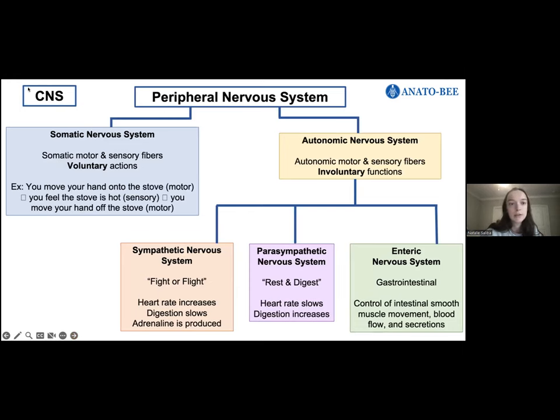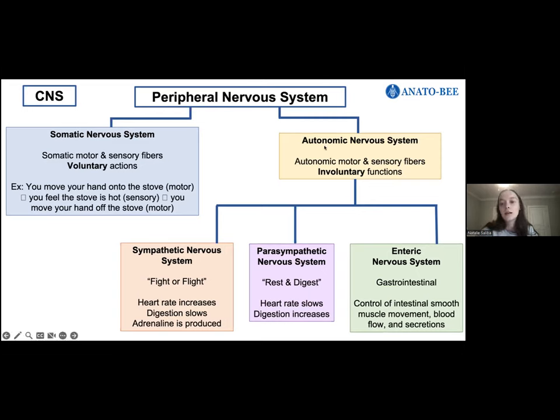So here's your central nervous system. It's just kind of separate out here. And then here's the peripheral nervous system. It has two components. It has the somatic, and then it has the autonomic. So the somatic is just going to be voluntary actions. They're supposed to be little arrows right here instead of these boxes, but you move your hand onto the stove, you feel that it's hot, and then you move your hand away from the stove. So it's your perception that you are doing this voluntarily.